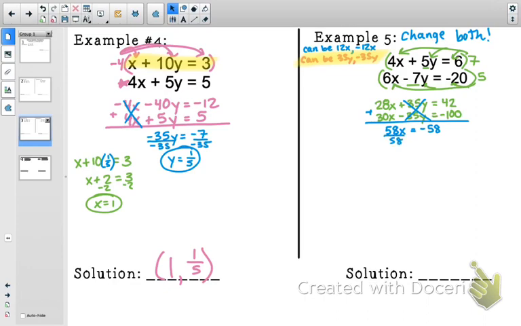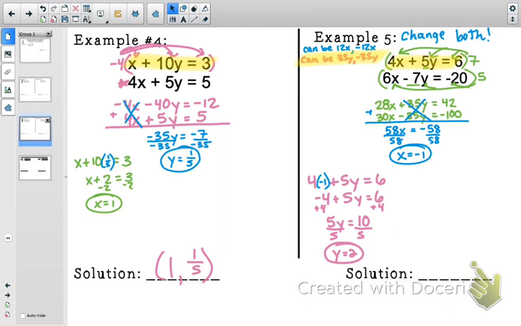So we're actually going to get a nice number for this one. Take one of the original equations, I'm going to pick the first, and replace x with -1. Multiply and then solve. So our final answer, -1, 2.